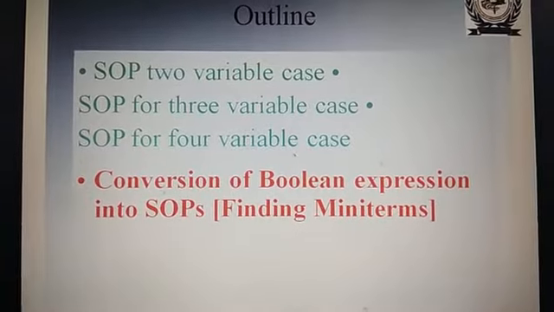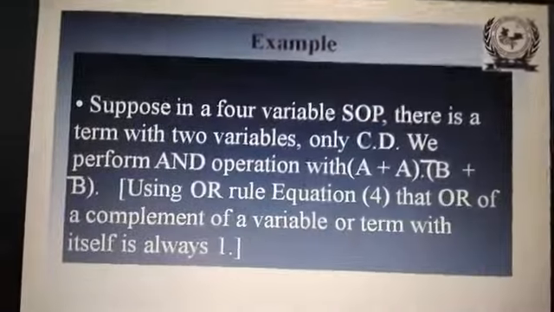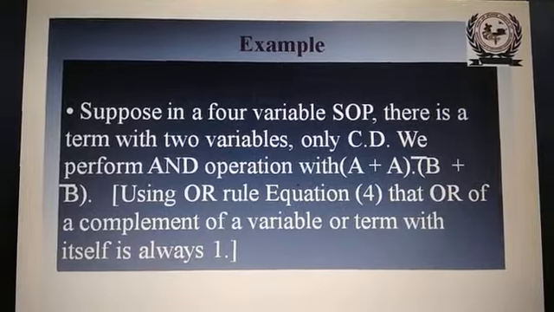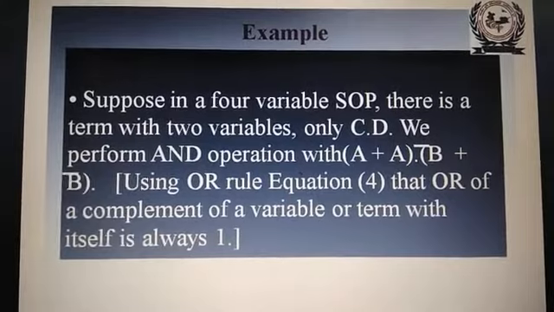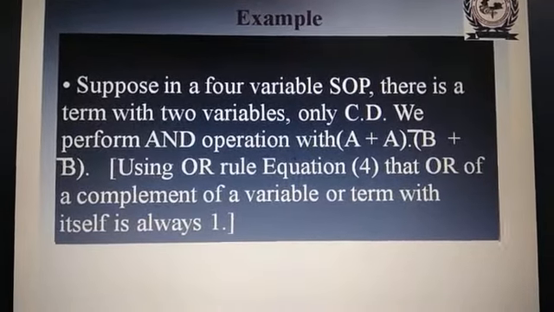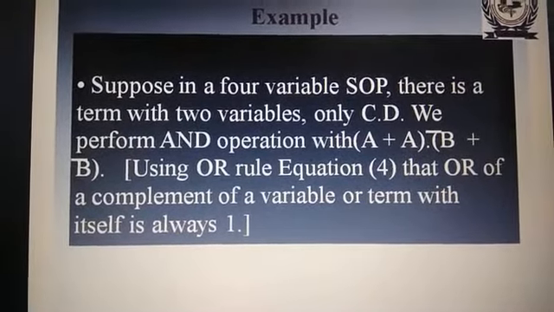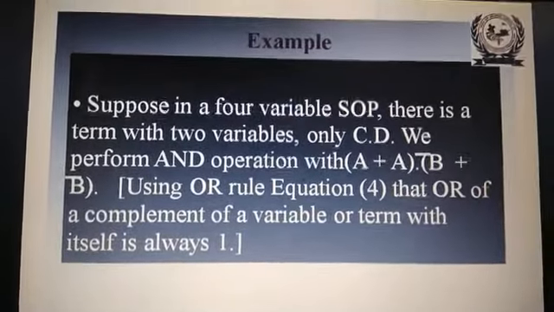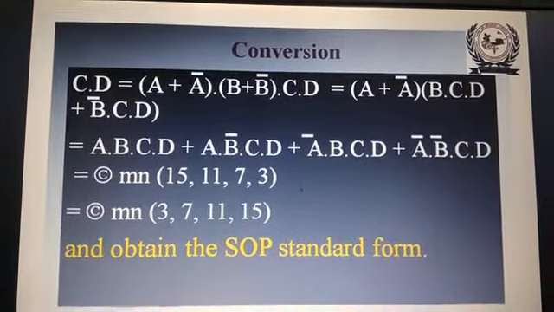Conversion of Boolean expression into SOP, finding min terms. Example, suppose in a 4 variable SOP, there is a term with 2 variables, only C, D. We perform AND operation with A plus A bar, B plus B bar, using the OR rule, that OR of a complement of a variable or term with itself. This is conversion.